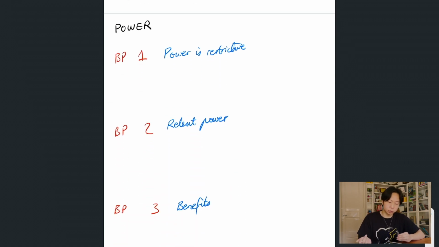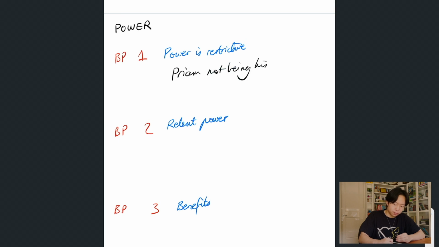Alright, power is restrictive. You've got the classic, what do you guys think? You can have a think along with me. I've gone through it already. So the first example would be Priam not being like a true person, not being his own person. The Queen can't connect with others.